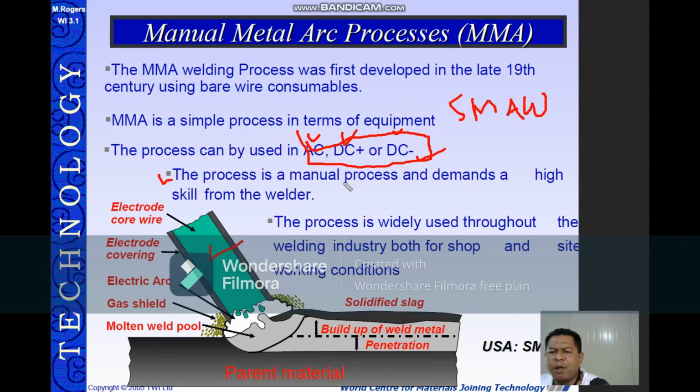The manual process demands high skill from the welder. That's why for SMAW, according to ASME Section 9, a welding qualification test is required. For a deeper understanding, we need to learn about welding tests, maybe in the next video.